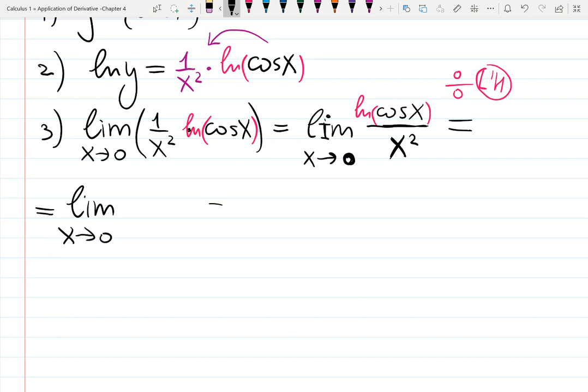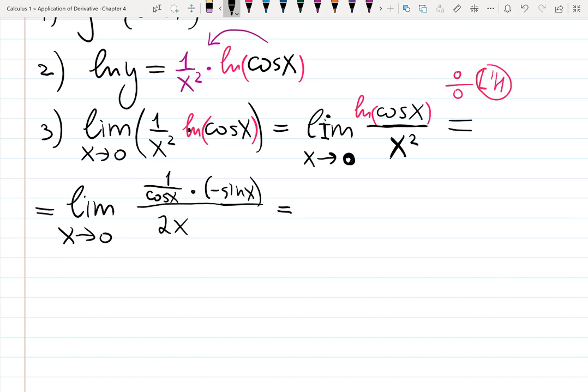As x approaches 0, let's differentiate the top and the bottom. The derivative at the bottom is simple, just 2x. The derivative of the top requires the chain rule. Log tells me it's going to be 1 over cosine x, and then times the derivative of cosine, which is negative sine x.